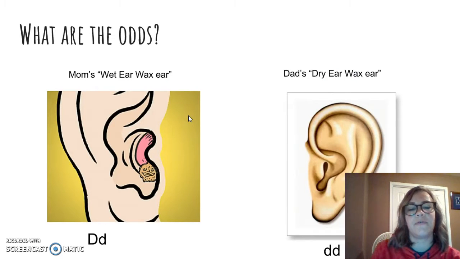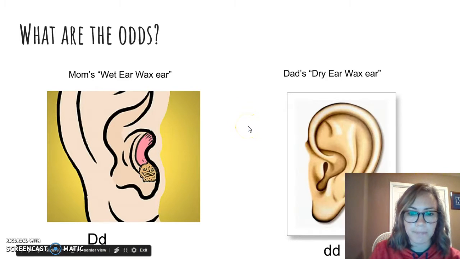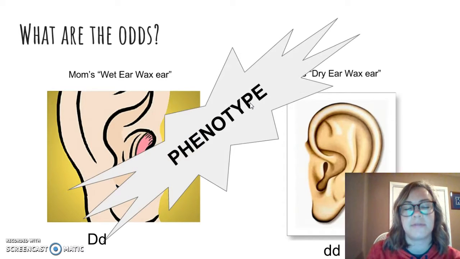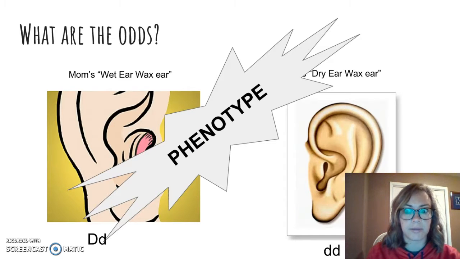So what are the odds? You've got mom's wet earwax here, and dad's dry earwax here. Remember that these are their phenotypes, or their physical traits. So what are the odds of you getting that phenotype? I mean, are you just basically doomed to having those wet, waxy ears because your mom has the dominant trait?